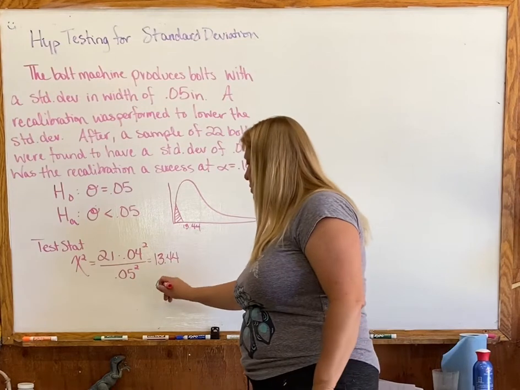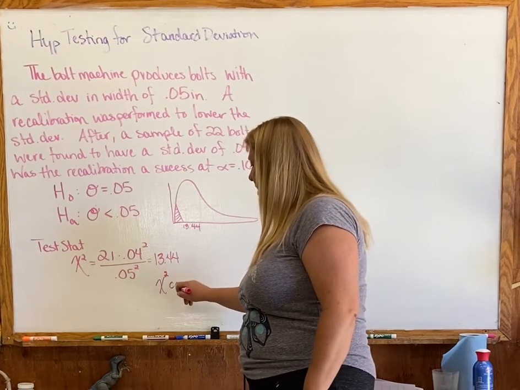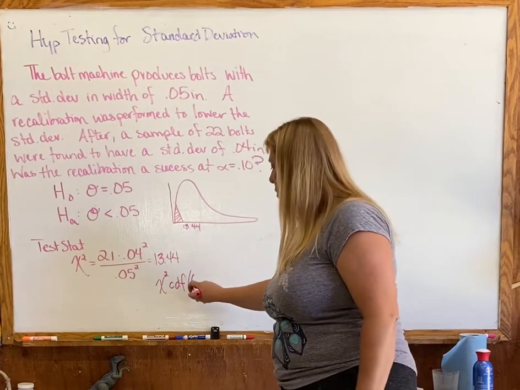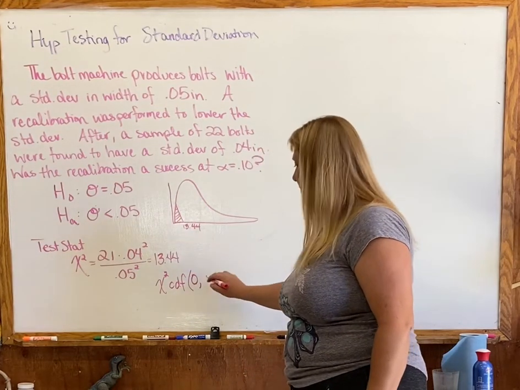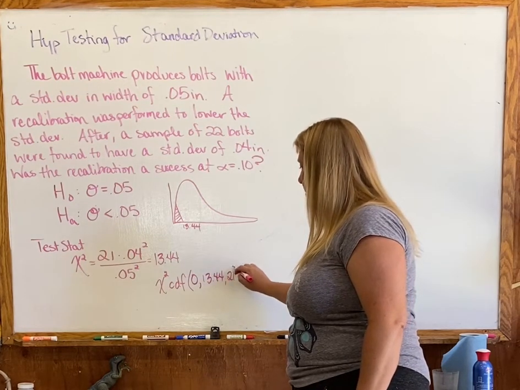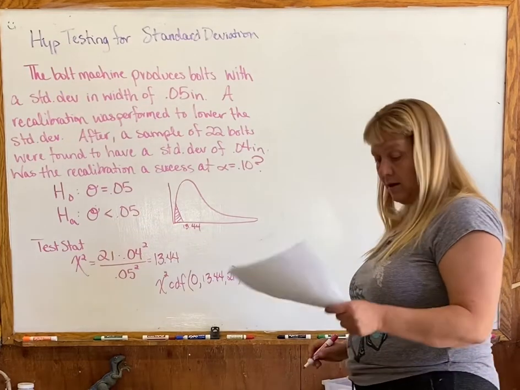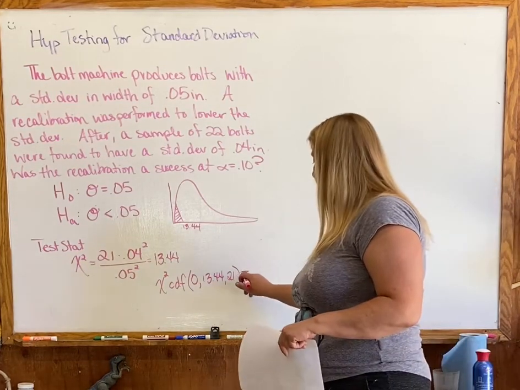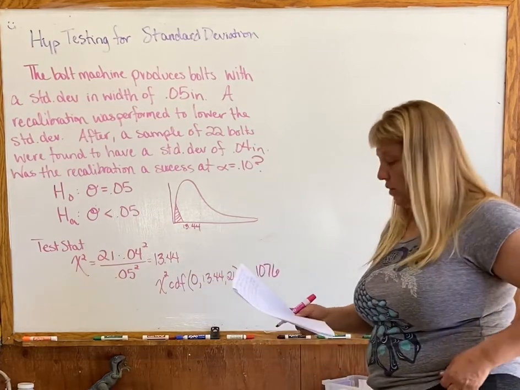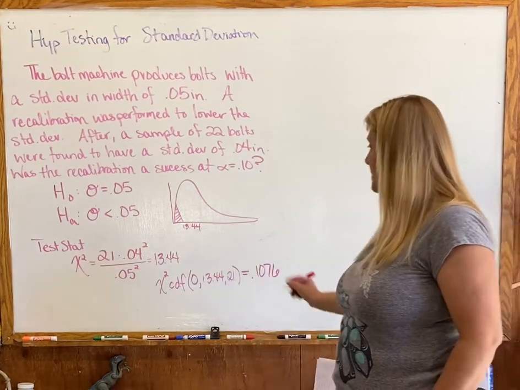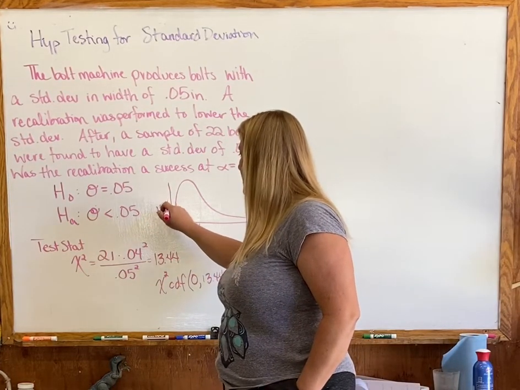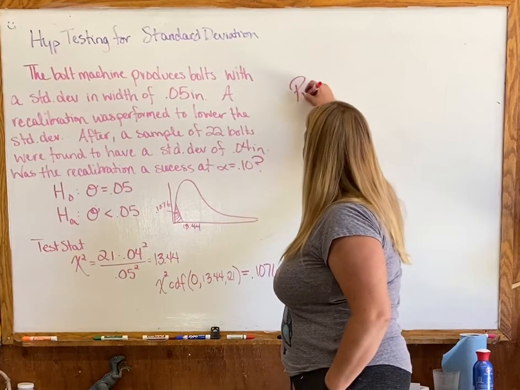Okay, so we're gonna go to our chi-square CDF to find our area. Now remember that this is the weird one. On the low side, we've got a 0, and then up to our 13.44, and then our degrees of freedom of 21. And hopefully when you stick that in your calculator, you get the same thing as me, which was 0.1076. And remember, that's that area there, 0.1076. And that is our p-value.